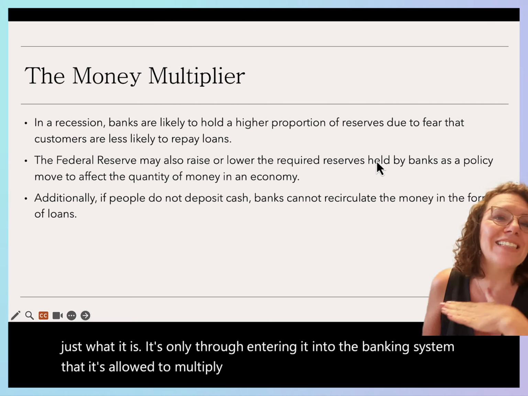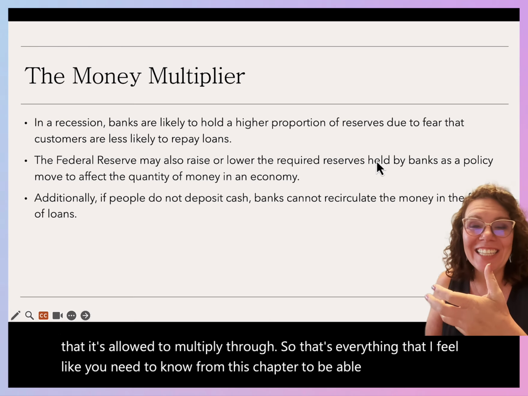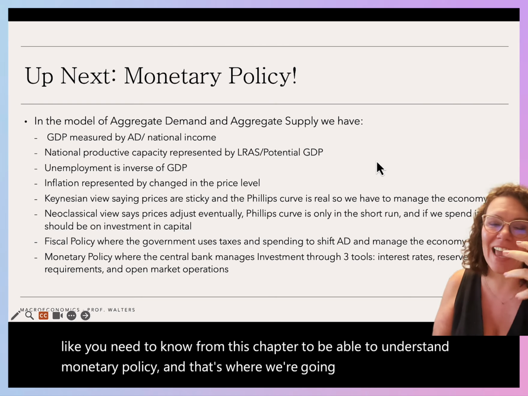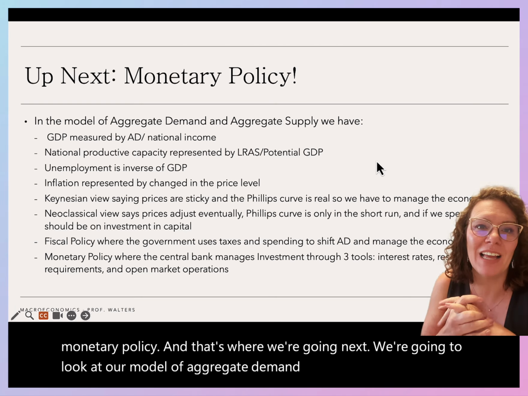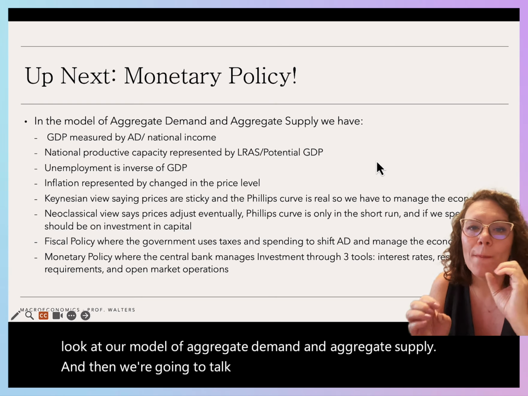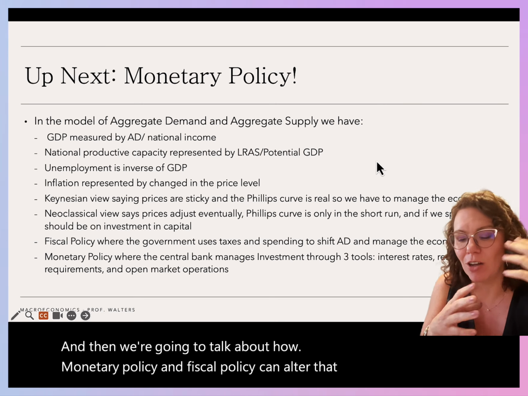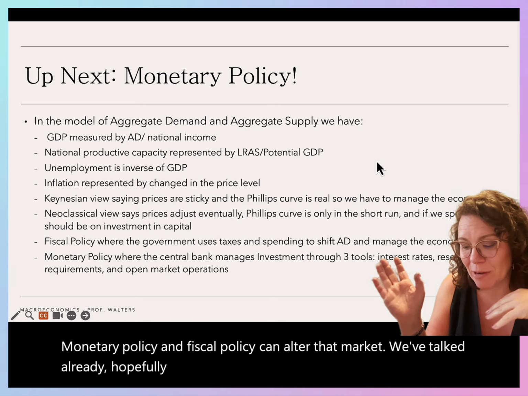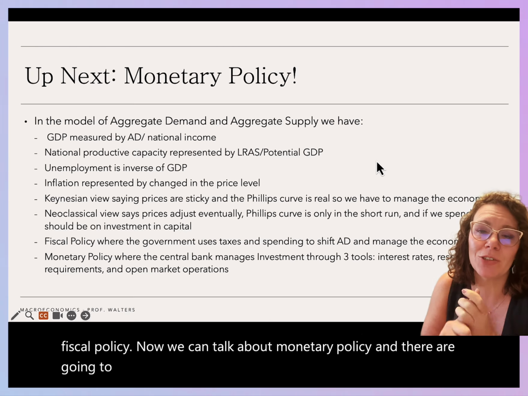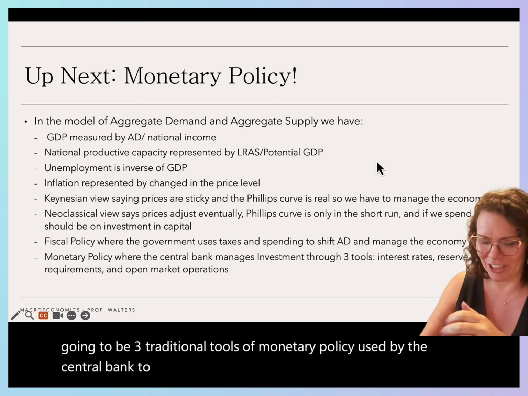So that's everything that I feel like you need to know from this chapter to be able to understand monetary policy. And that's where we're going next. We're going to look at our model of aggregate demand and aggregate supply. Then we're going to talk about how monetary policy and fiscal policy can alter that market. We've already talked about fiscal policy. Now we can talk about monetary policy. There are going to be 3 traditional tools of monetary policy used by the central bank to control inflation.